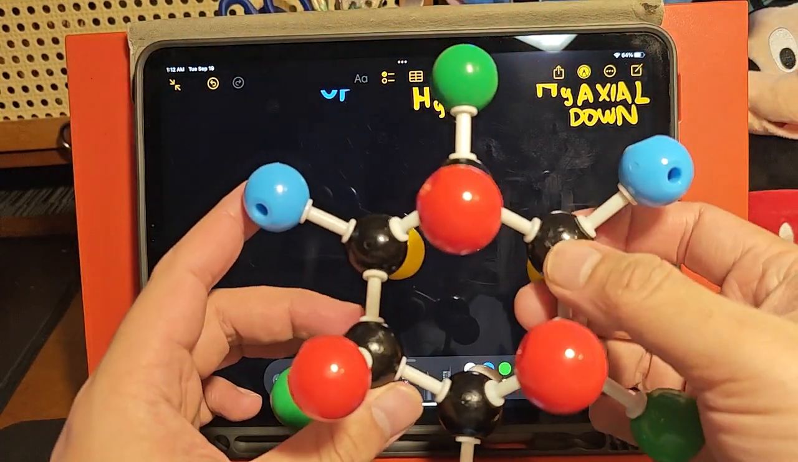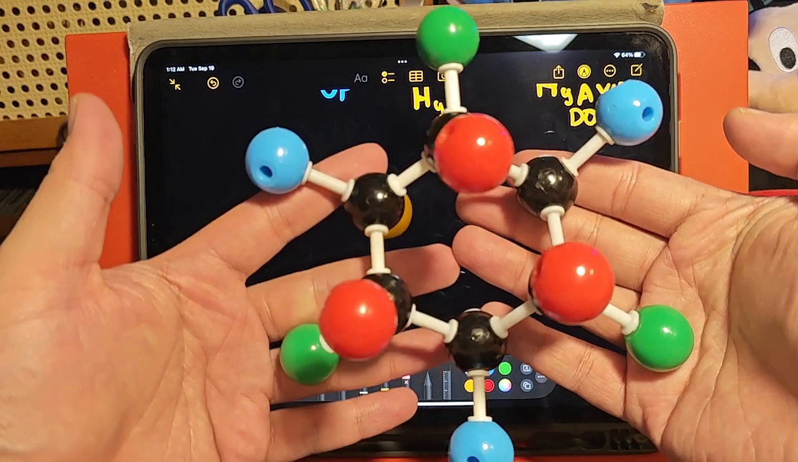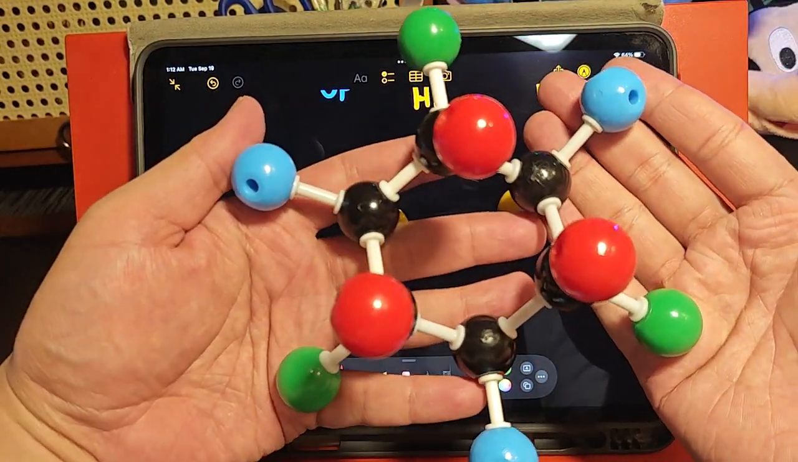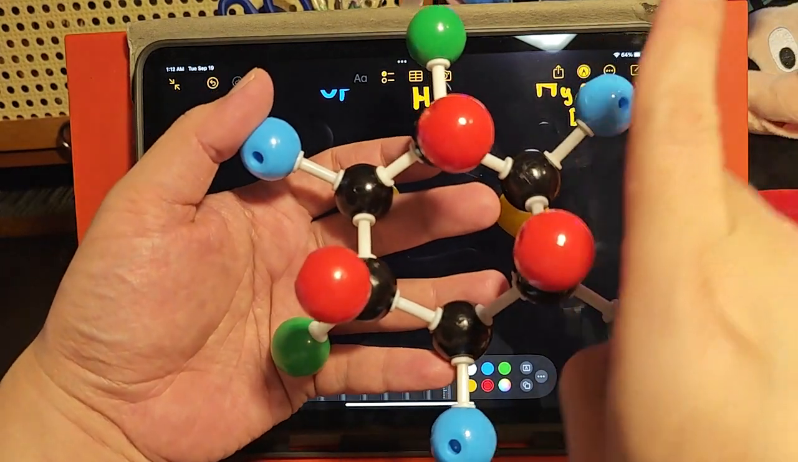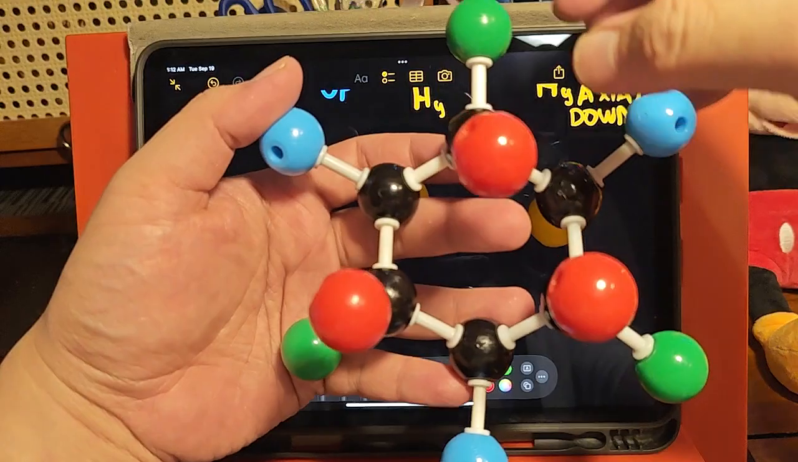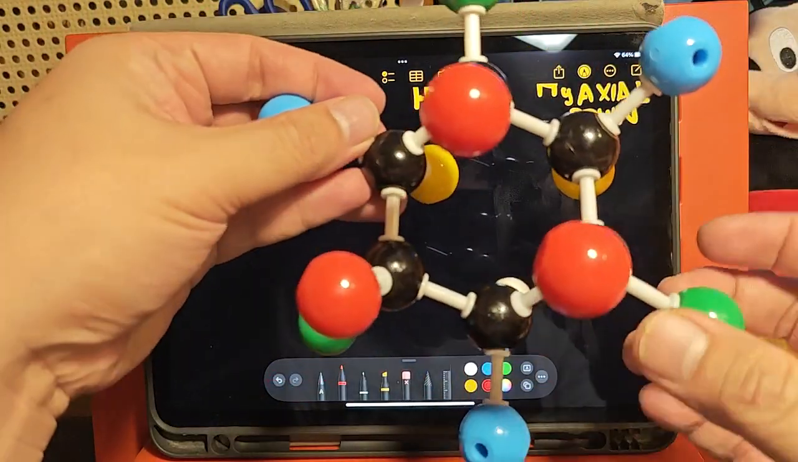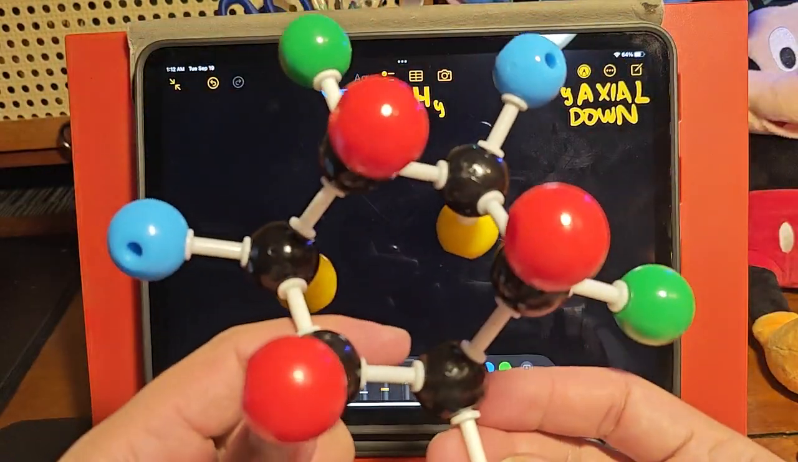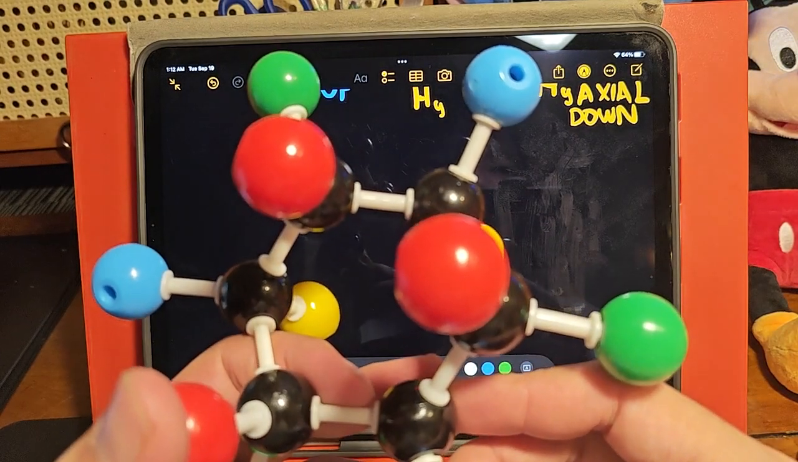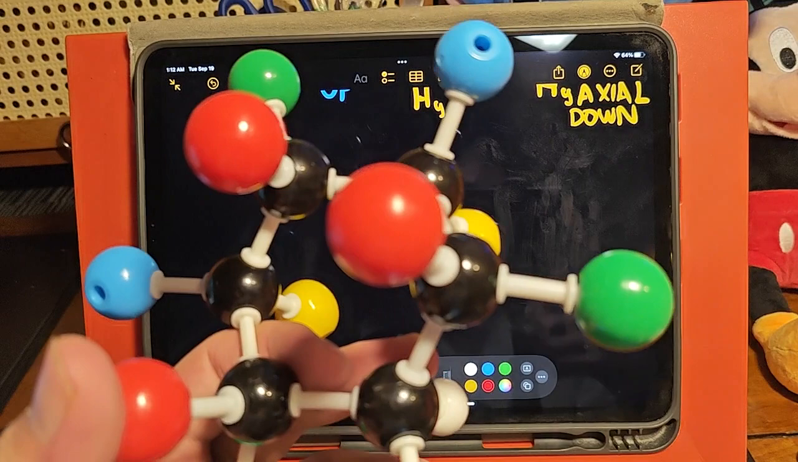If you look at it in the top view, okay, you'll notice that all of the blue and greens, regardless of being equatorial up or down, are all radiating outwards from the ring. That tells us that these components are all spaced out far away from each other and avoiding as much repulsion from each other as possible. Okay, now what does it tell us?